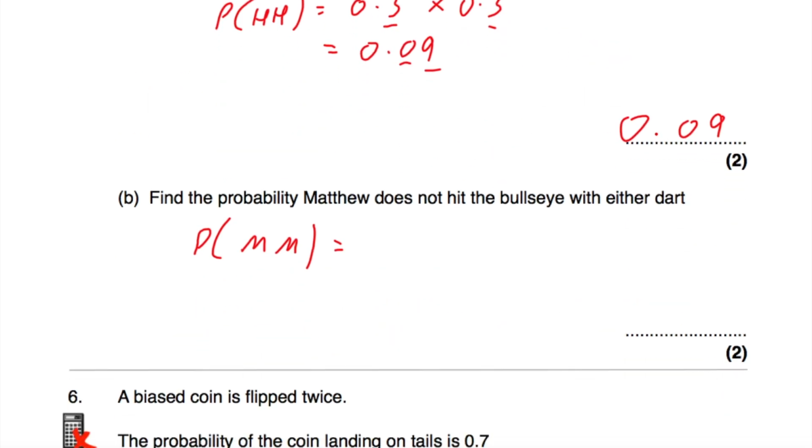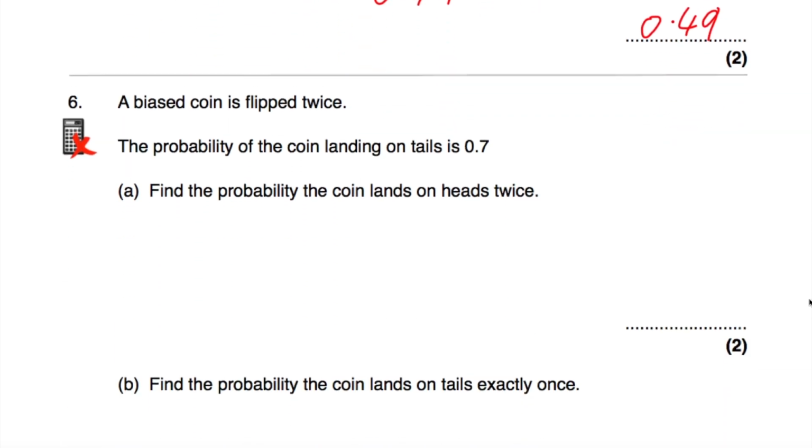So the probability of a miss and a miss would be 0.7 multiplied by 0.7. 7 times 7 is equal to 49, so 0.7 times 0.7 would be 0.49. So the answer is 0.49. That's the probability that Matthew does not hit the bullseye with either dart, the probability of him missing and missing again. Okay, let's look at the next question, question number 6.